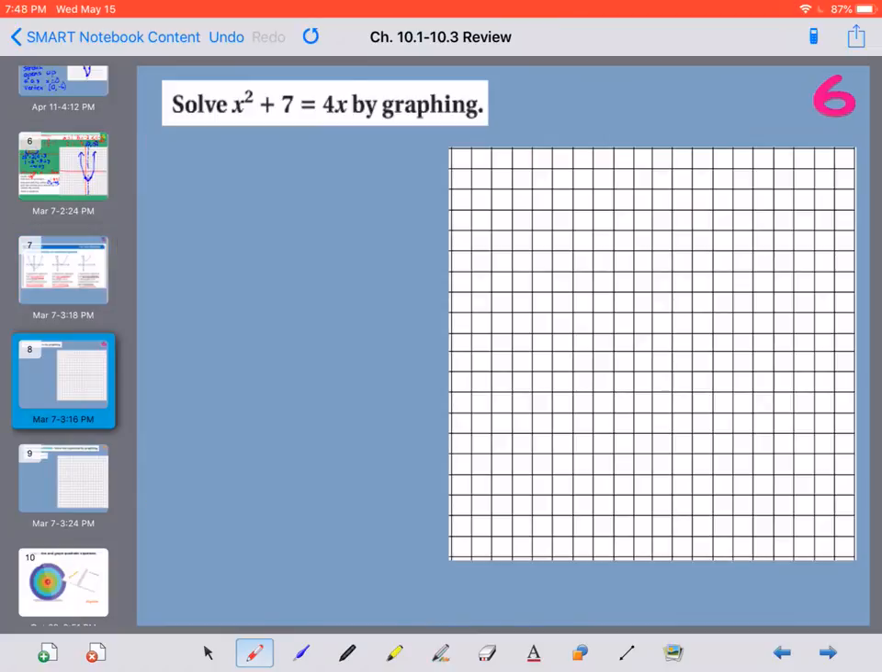Alright, we are going to start by graphing this one. Now we need this in the form y equals ax squared plus bx plus c. Right now it looks like we need to move over a 4x. So I'm going to move that over by subtracting 4x. So we get x squared minus 4x plus 7 equals 0.